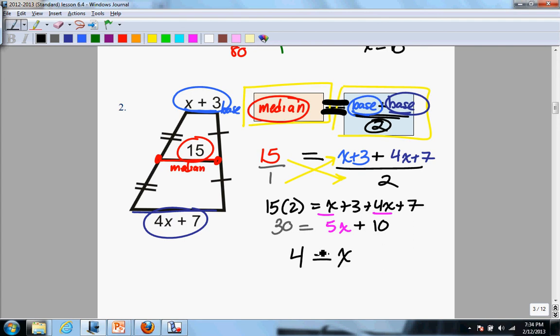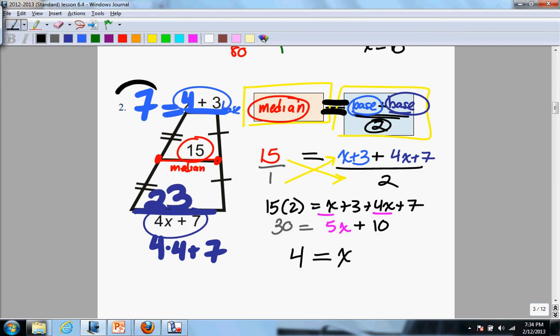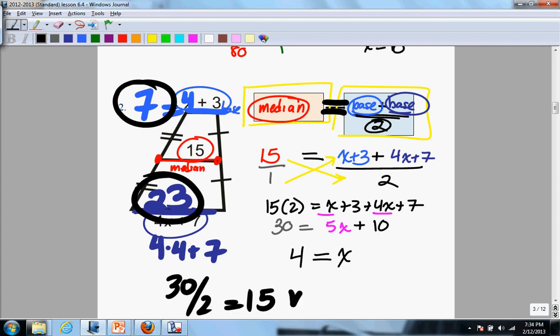You're not done. Let's plug it in and see what happens. We plug in x up here, and we have 4 plus 3, so we get 7 up here. And down here is 4 times 4 plus 7. Of course, that's 23. And now let's check. If you add 7 plus 23, you get 30 divided by 2, 15. Check. That's how you know your answer is correct. The bases average to the median, which is 15.